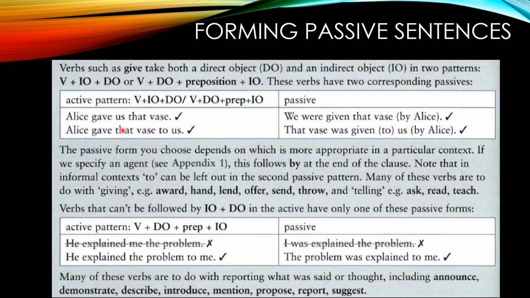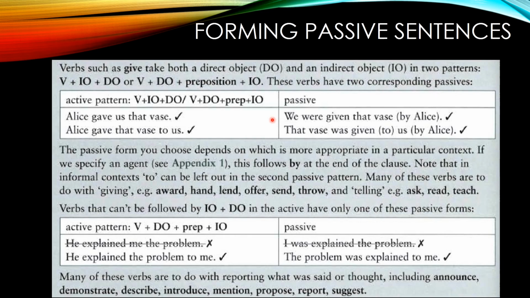So we can say Alice gave us that vase, and Alice gave that vase to us. Both sentences are grammatically correct, so both corresponding passives will also be correct. It's like we were given that vase by Alice, it's optional, and that vase was given to us by Alice. The passive form you choose depends on which is more appropriate in a particular context.